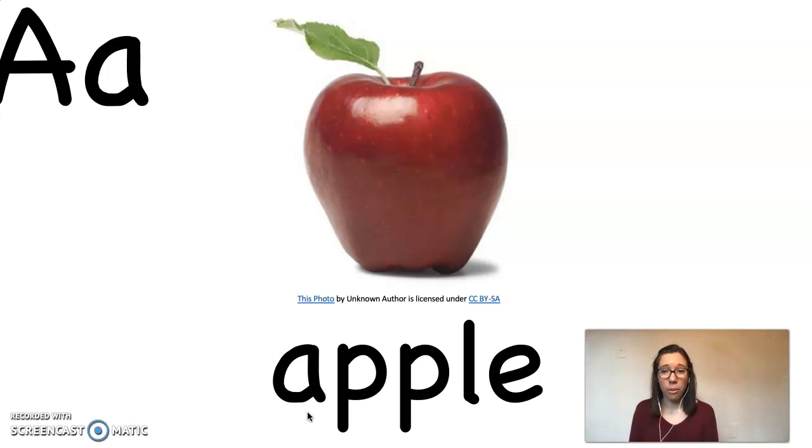Now, A is a vowel, and vowels have a short sound and a long sound. But today we're just going to be focusing on the short sounds. So A's short sound is A.